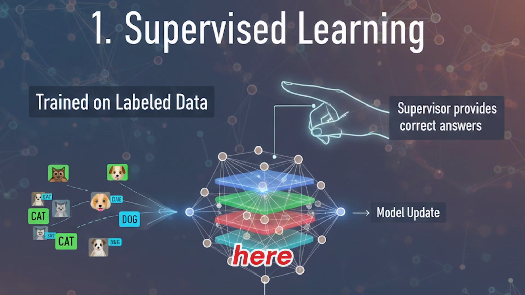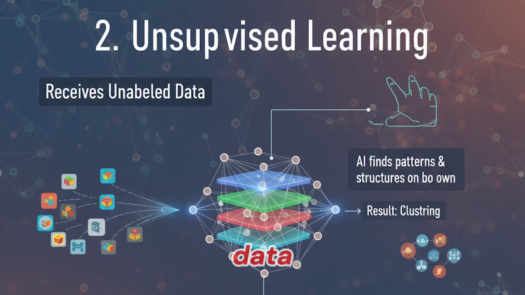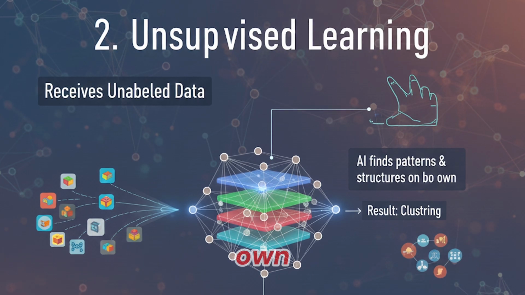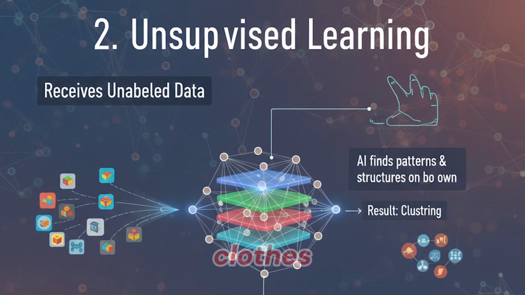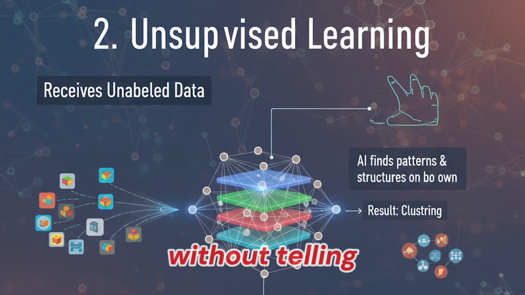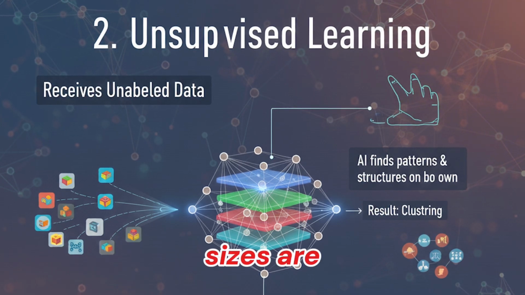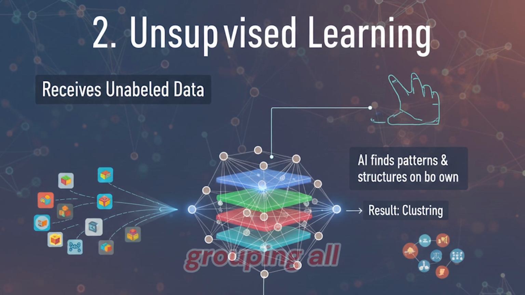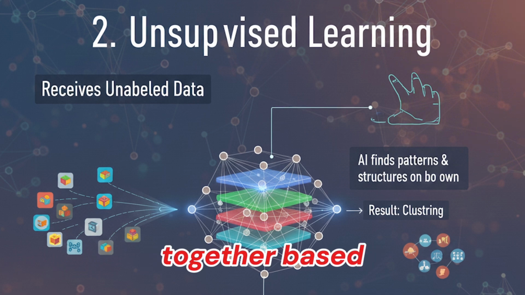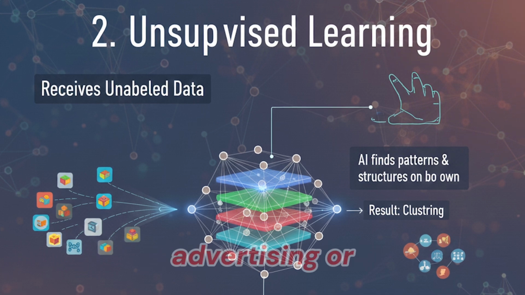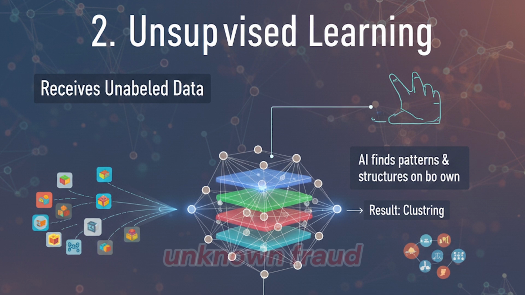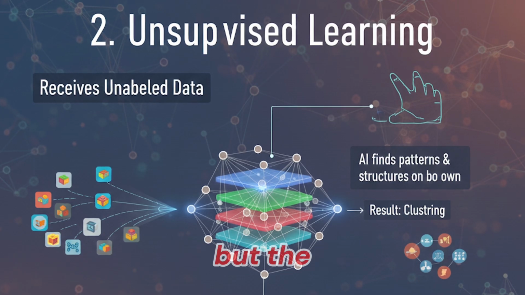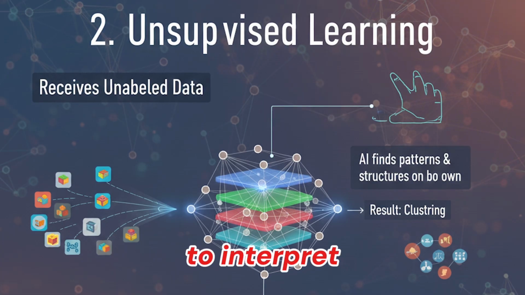Two, unsupervised learning. Here the AI receives unlabeled data. The AI must figure out the patterns and structures entirely on its own. It's like giving the model a pile of clothes and asking it to sort them without telling it what colors or sizes are. The result is clustering and dimensionality reduction. For instance, grouping all similar customers together based on their buying habits for targeted advertising, or identifying new, unknown fraud patterns. This is highly valuable for exploration, but the results can be harder to interpret.